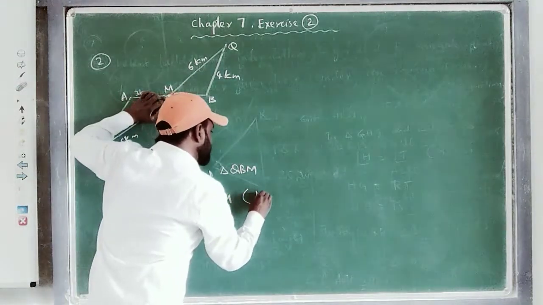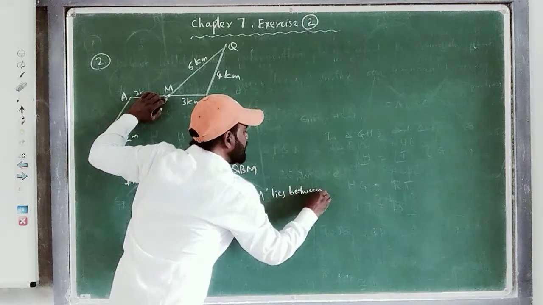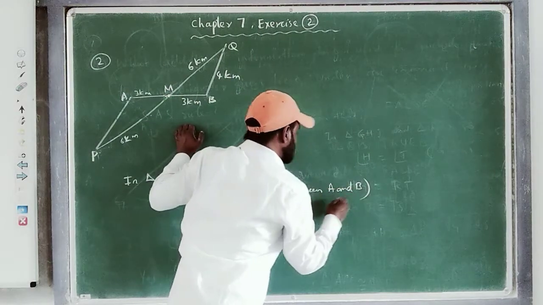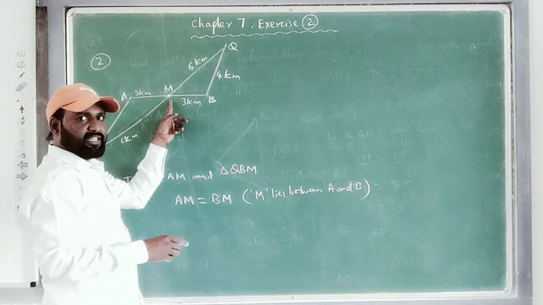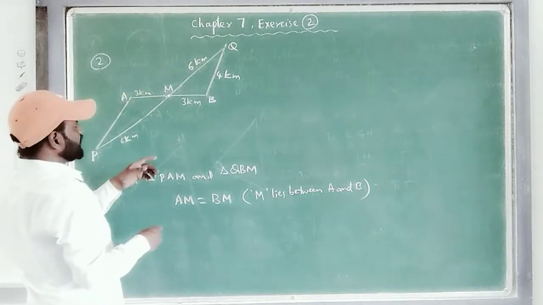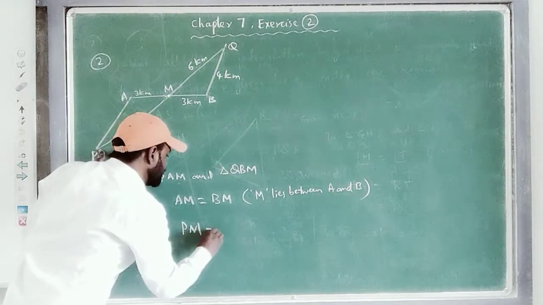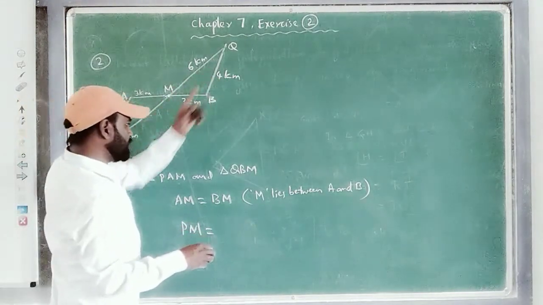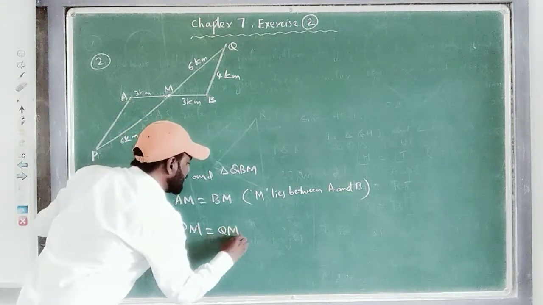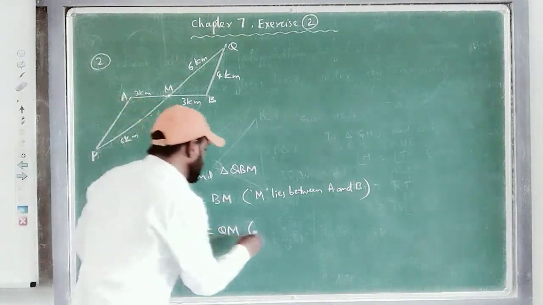Because it is given that M lies between villages A and B, which is given in the question. M is exactly lying in between the two pairs of villages AB and PQ. Next, another one we can write is PM is equal to QM, or MQ. Why? Because M lies exactly in between P and Q.